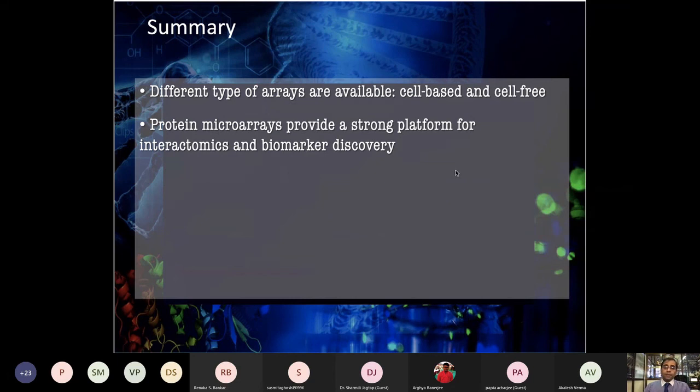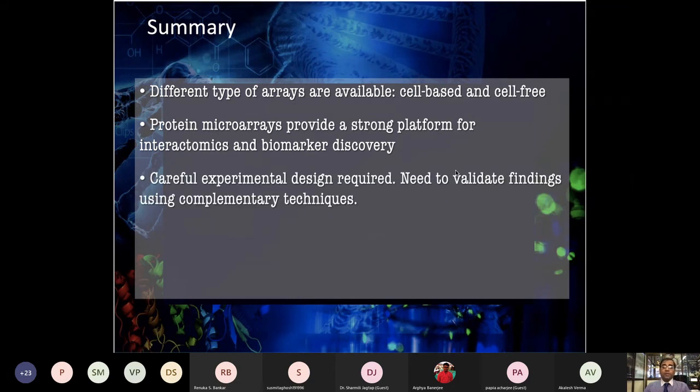However, it is not very straightforward to just take an experiment and try to obtain successful results from that. You have to be very careful in terms of the experimental design, what kind of sample you're going to screen for, what is the array layout, what are the controls you're going to use. And once you have identified these, like any other technology, then still you need to go forward to the next set of experiments for validating your findings.